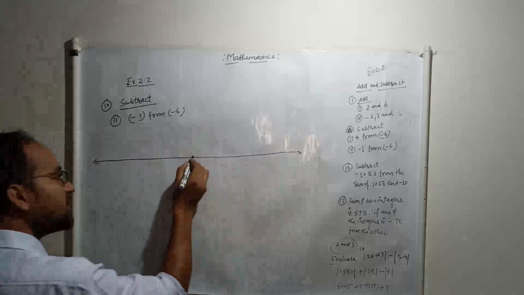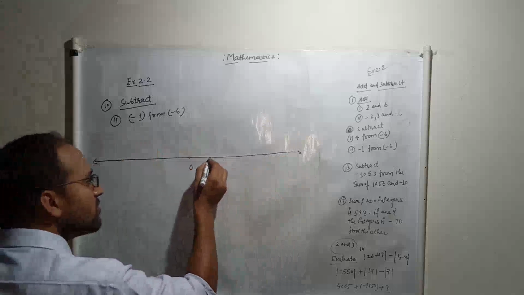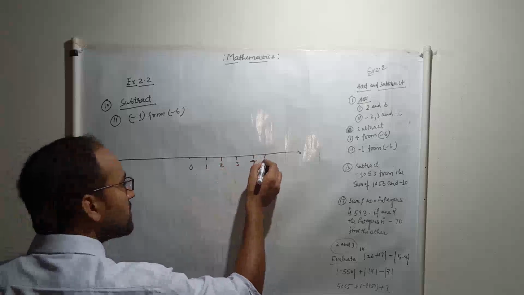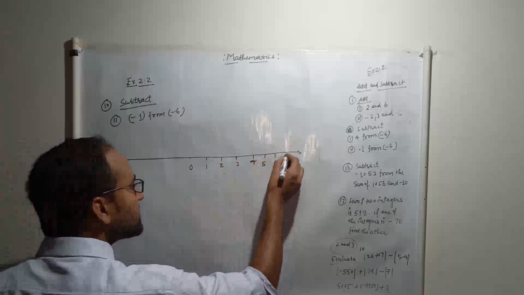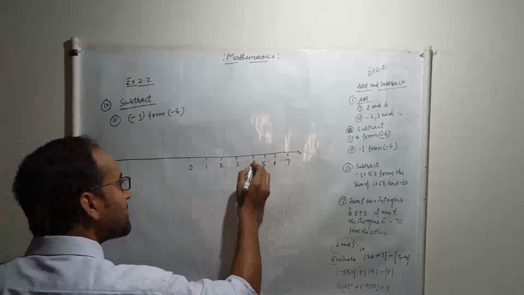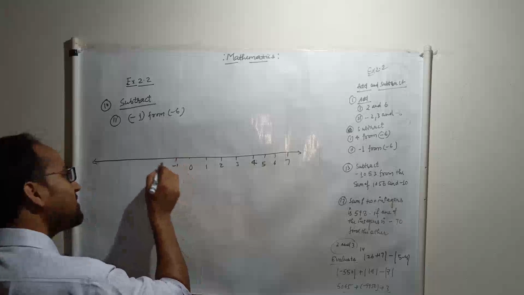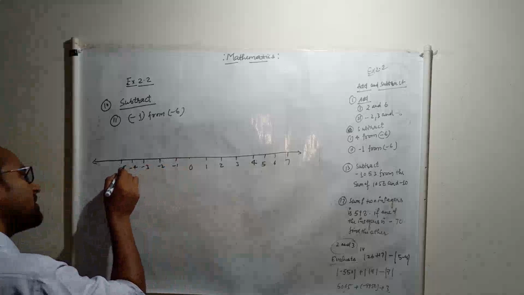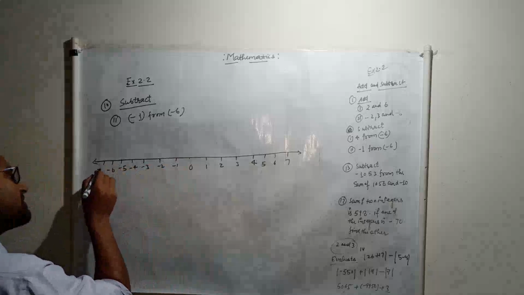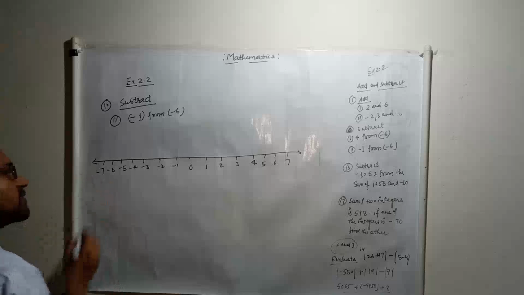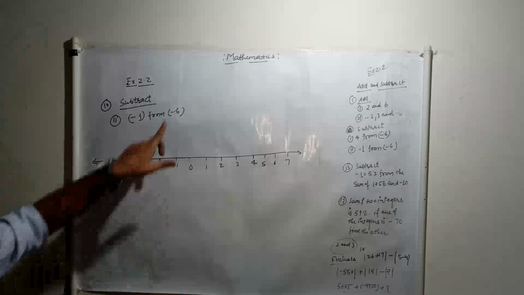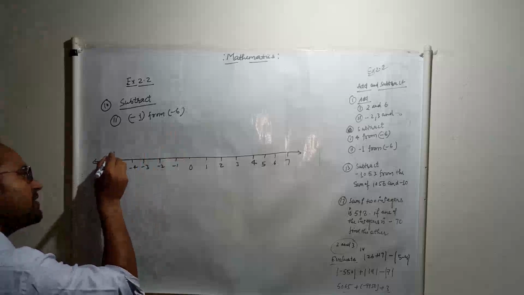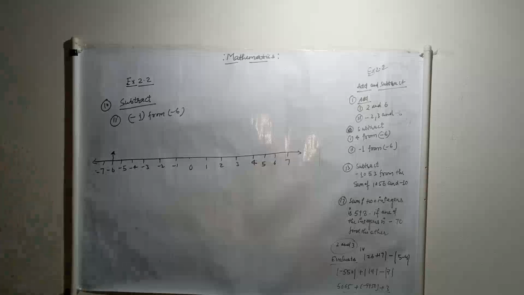Students, take this starting point 0, 1, 2, 3, 4, 5, 6, 7, and minus 1, minus 2, minus 3, minus 4, minus 5, minus 6, minus 7. Okay, students, minus 6. Your starting point is minus 6. This one is my starting point.